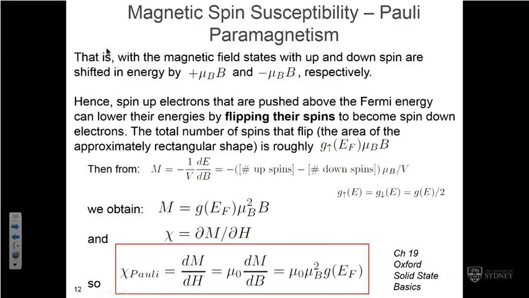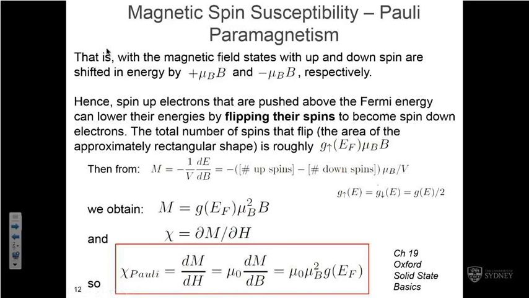So this is just continuing on from that diagram. As I said before, the spin-up electrons are pushed above the Fermi level, and in order to lower the energy of the system, they flip their spins and become spin-down electrons. The total number of electrons that flip, the area of that rectangle I just described, is just like I said before, only here we have the density of states of the spin-up electrons instead of the total, because that's exactly half of the total.